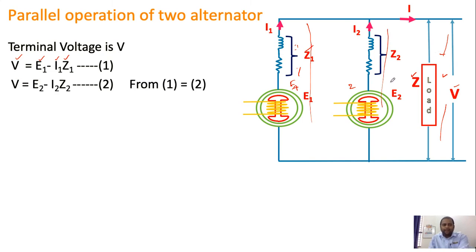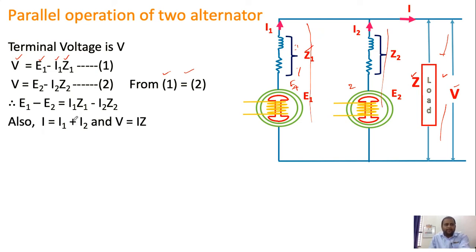Similarly, you can write for the second generator V equal to E2 minus I2 Z2. Now equate these two. Once you equate these two, what is happening? E1 minus E2 equal to I1 Z1 minus I2 Z2, because you equate it, bring the E2 to the left hand side and bring this term to the right hand side. So you get this equation.